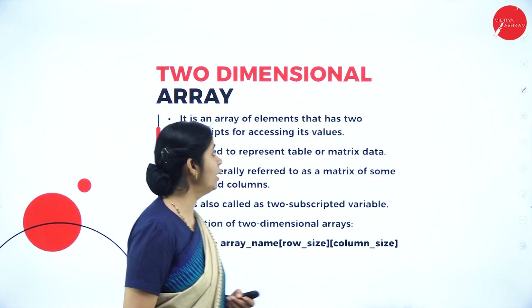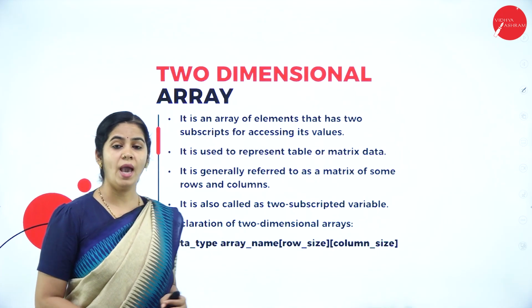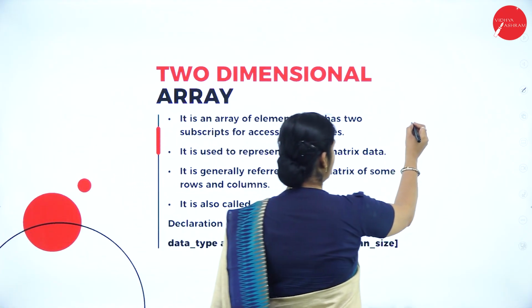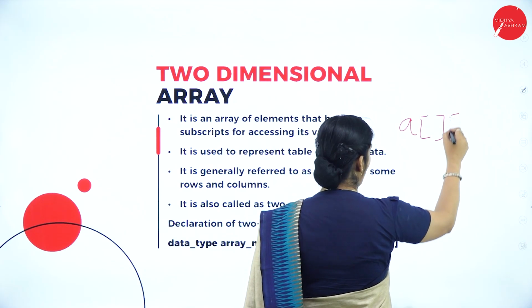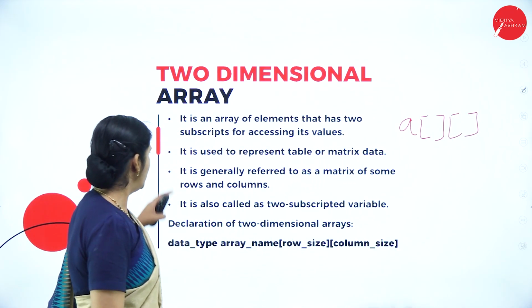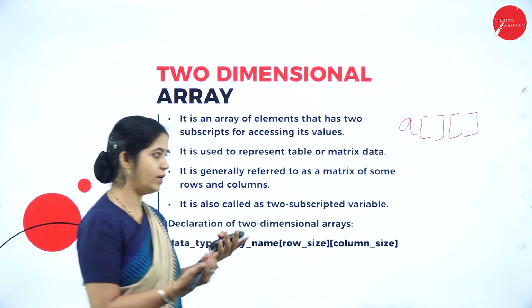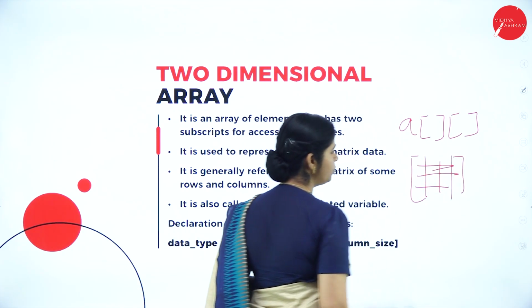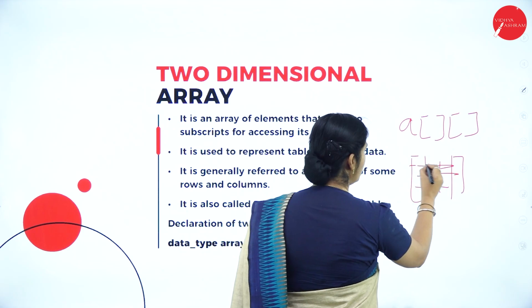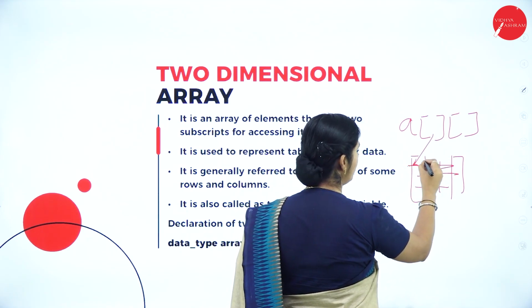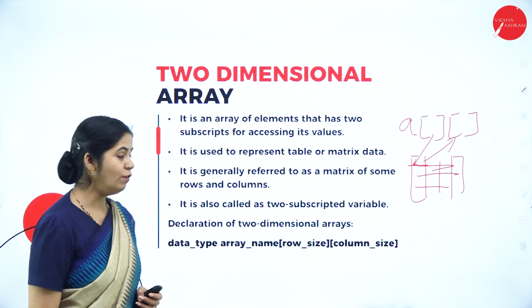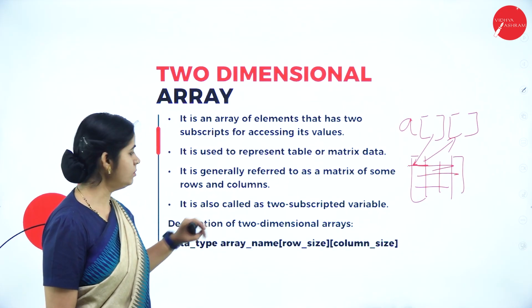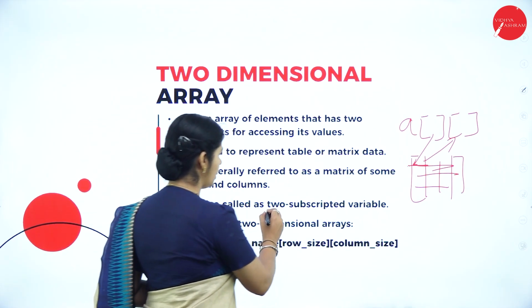Then moving on to the two-dimensional array. In a two-dimensional array, we have two subscripts, as in a one-dimensional array we have one subscript. If A is an array name, it will have two subscripts like this. It is used to represent a table. How will a matrix be represented? Like this, right? The number of rows and number of columns will be there in the matrix. The first value gives you the number of rows and the second value gives you the number of columns. It is generally referred to as a matrix of rows and columns. It is also called a two-subscript variable.